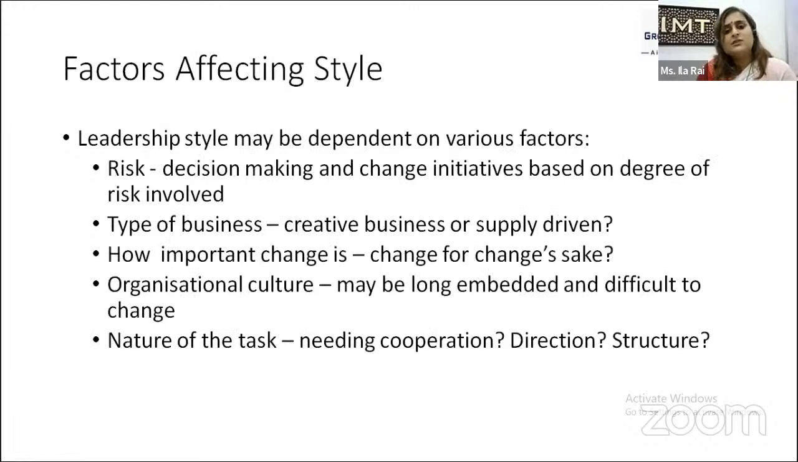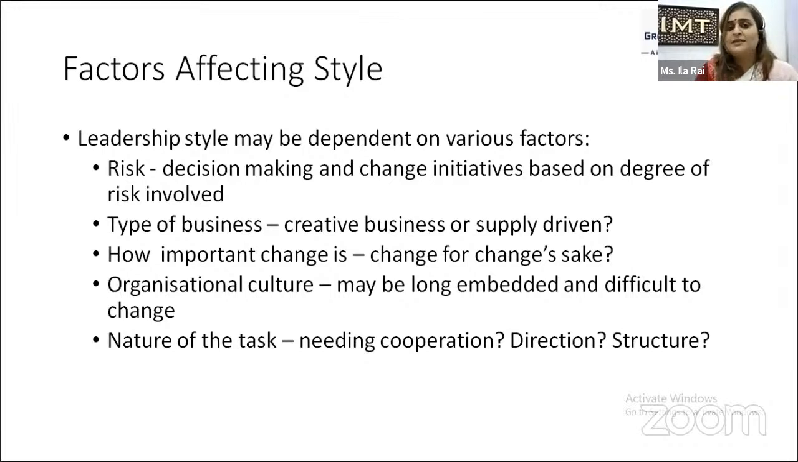Now, what are the factors which affect style? It can depend upon various factors. First is risk. Risk means decision making: how risky is the decision? If the decision is very risky, then one can follow autocratic style of leadership. Or if the decision does not have a lot of risk involved, then they can go for democratic or laissez-faire.